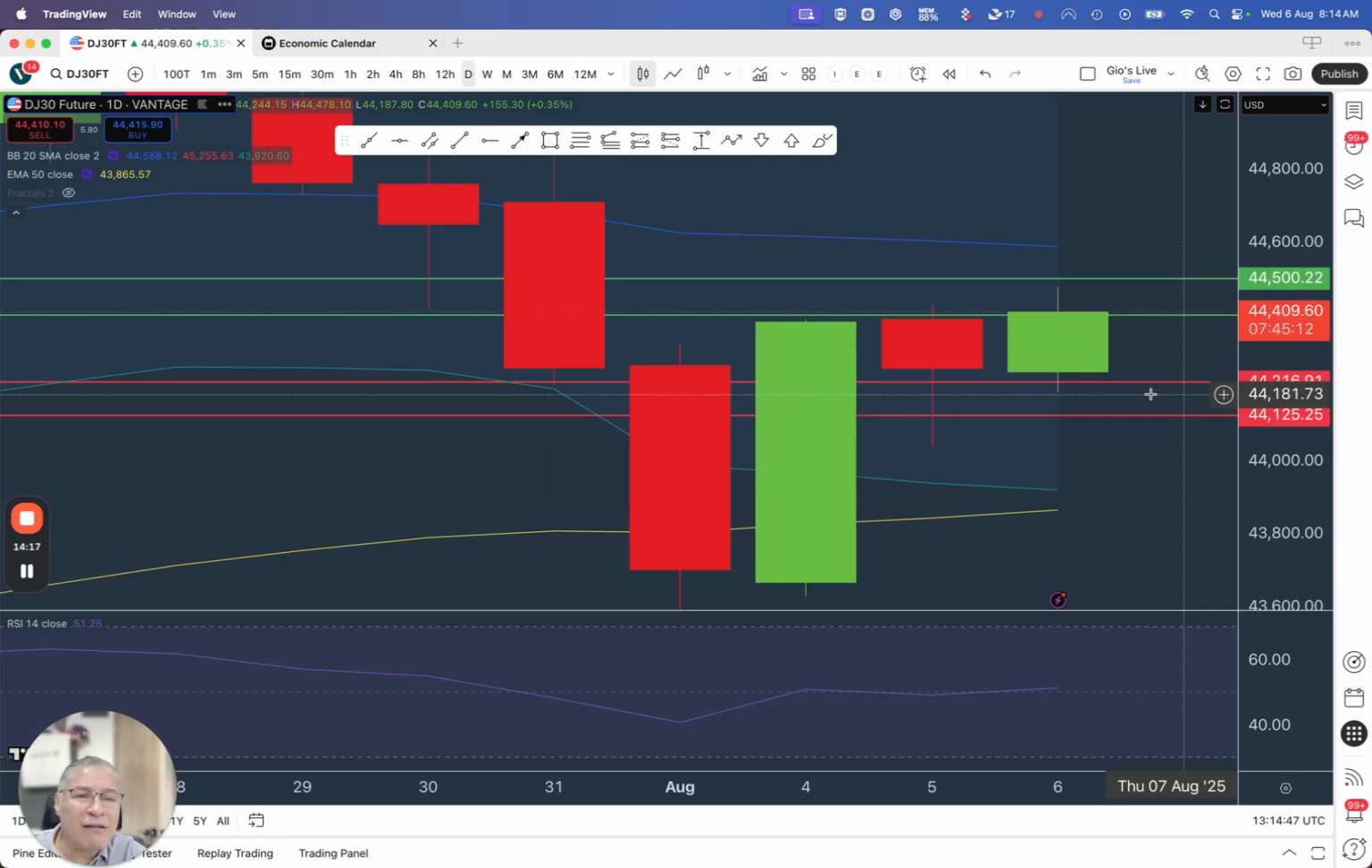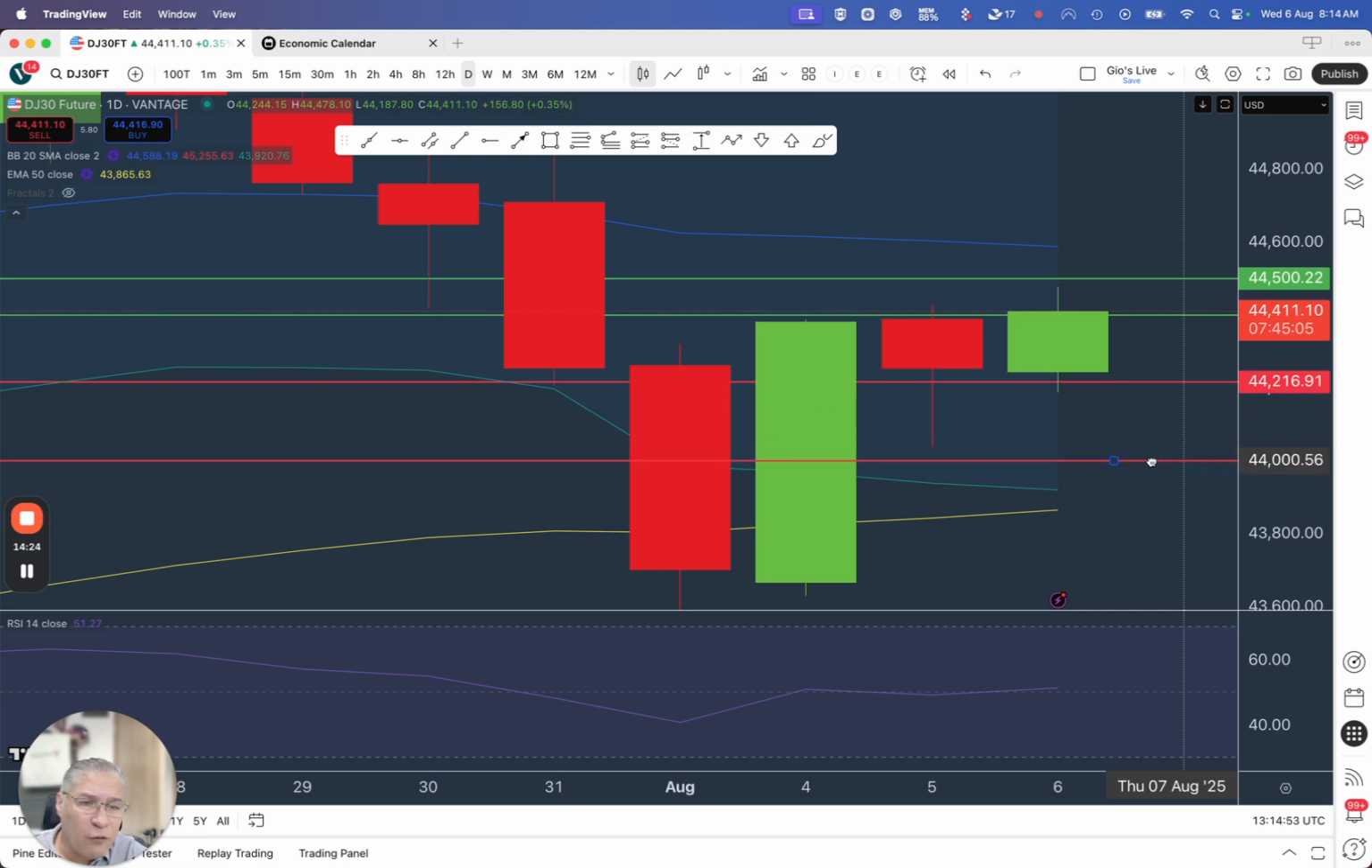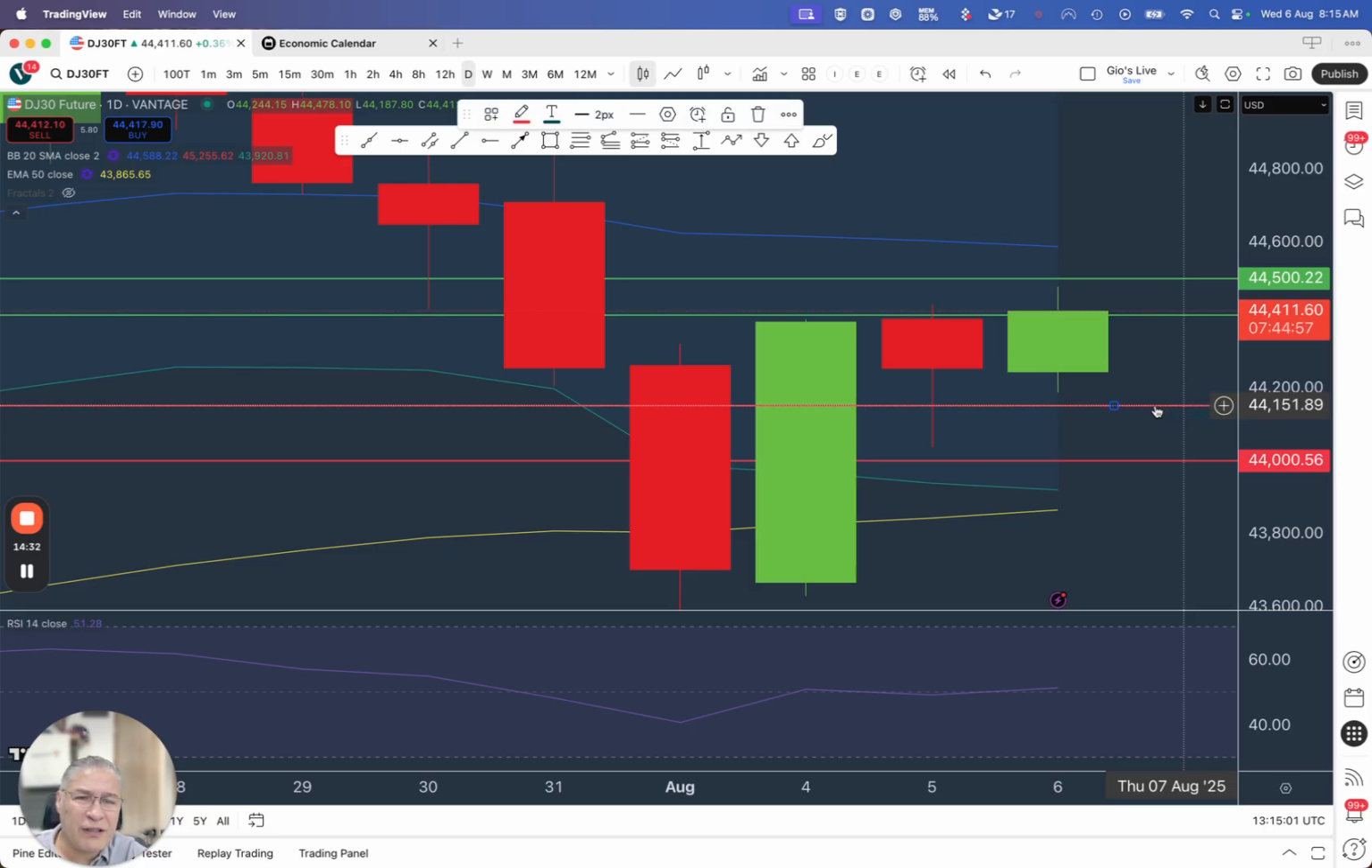Yeah, so I'm going to leave them. But basically, I am going to tighten up the levels actually. So I'm going to use 44,000 as a psychological level, and then I'm going to bring down my first level to 44,150.